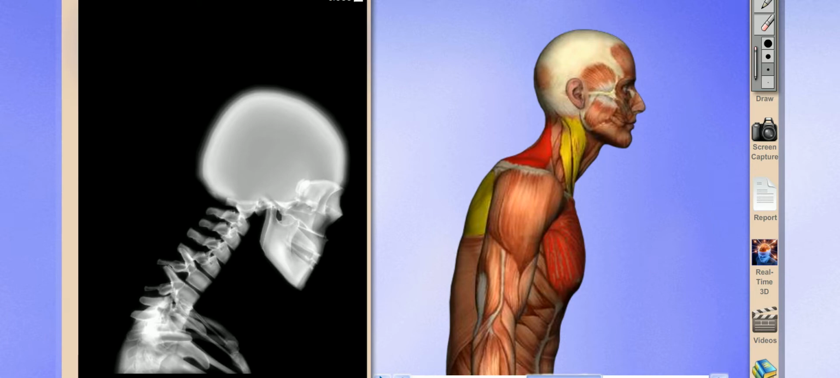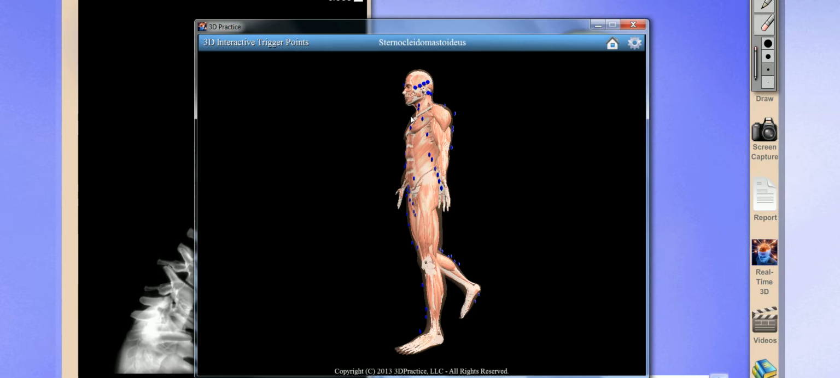Now let's break this down a little bit further and look at how muscle strain over a period of time can develop what we call trigger points. A common trigger point, like I just said on the other screen, is in what we would consider our sternocleidomastoid muscle. A trigger point is a focal area of spasm in our muscle that when we push on it can refer pain to other parts of our body.